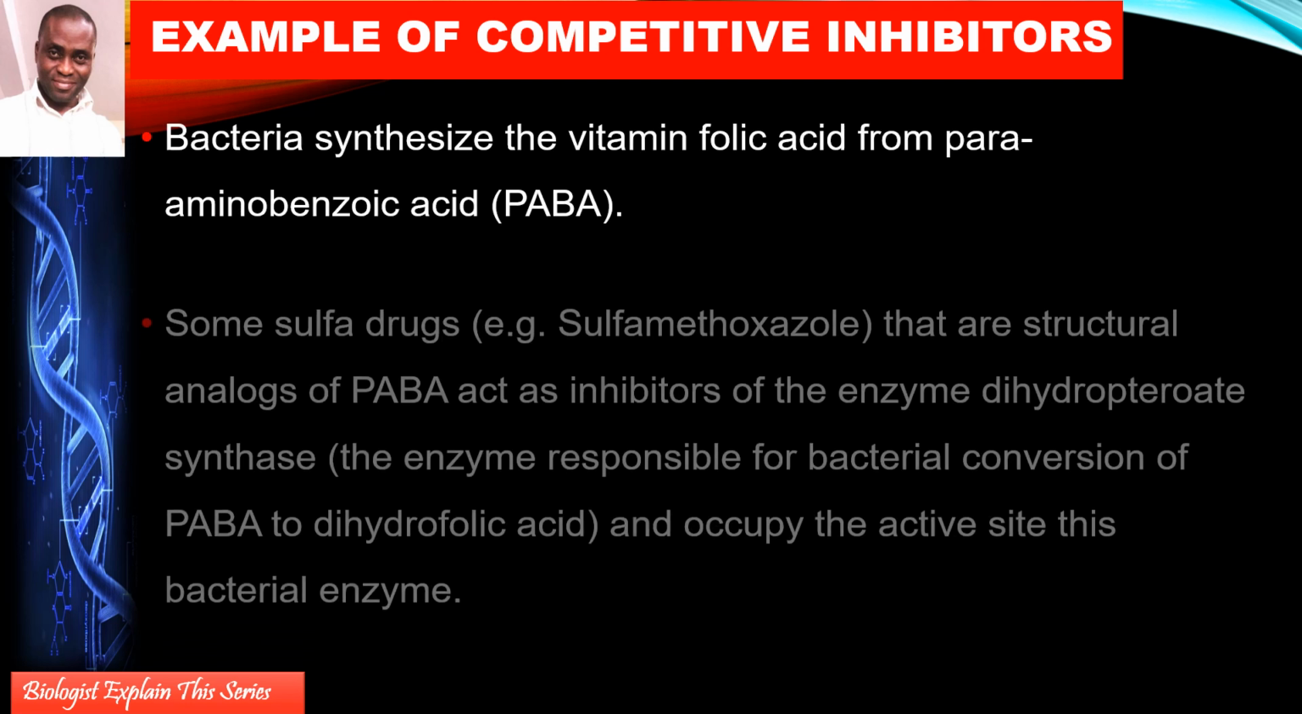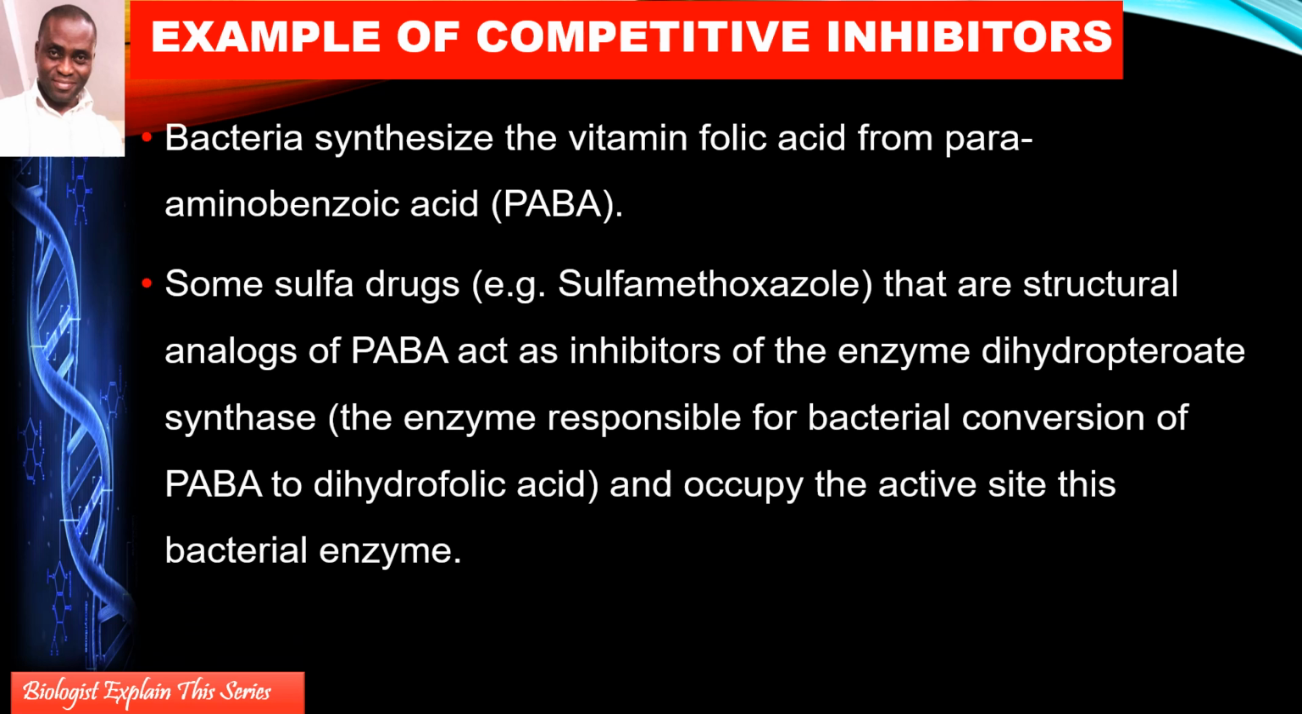And let's look at examples of competitive inhibitors. Now, if you look at bacteria, they have a cell wall made up of peptidoglycan, and to make this cell wall, bacterial cells need folic acid, dihydrofolic acid. They get this dihydrofolic acid from para-aminobenzoic acid, PABA. So if you need to convert PABA to dihydrofolic acid, that's the target of some drugs called sulfa drugs.